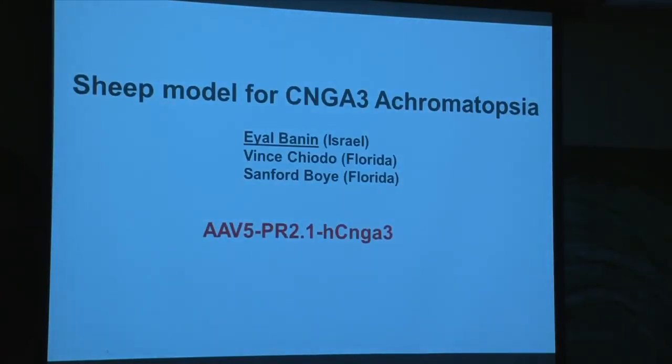Okay, we have another animal model for A3 achromatopsia. This is a recent one that's not published. It's really run through Eyal Banin in Israel at Hadassah University in Jerusalem. We've made the vector for this model. The vector is, again, AAV5, PR2.1, in this case, human CNGA3, not sheep, not mouse, but human.